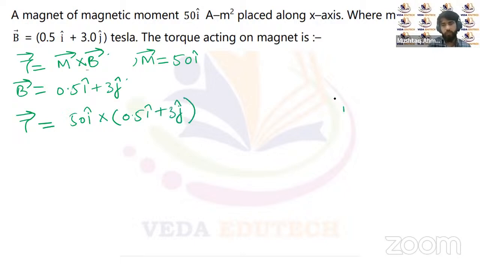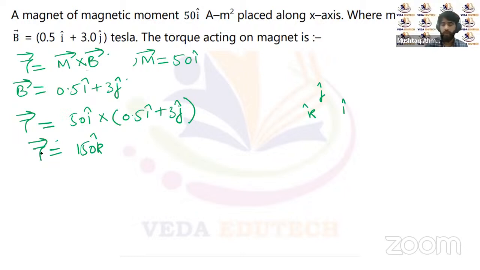Now we can write this cross product in this fashion. So i cross i will be 0, and i cross j will give us k cap. So it will be 150 k cap. This will be the net torque acting on this current carrying wire having magnetic moment along x direction.